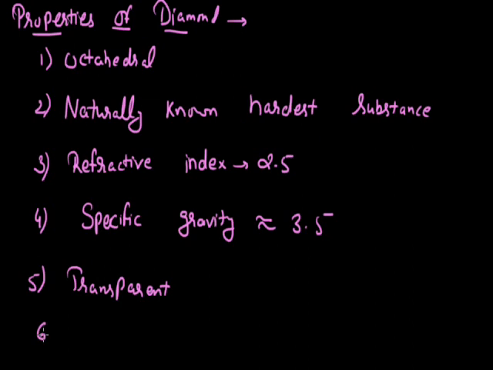Diamond has extraordinary sensitivity to heat radiation. It's sensitive to heat radiation, and this is the reason why diamond crystals are used to make high precision thermometers.